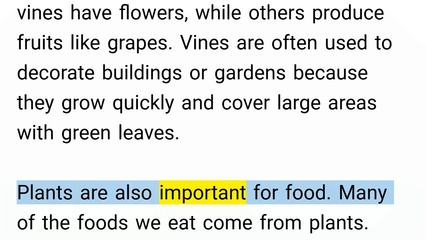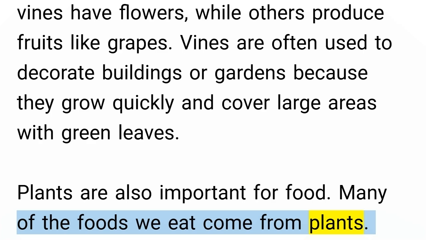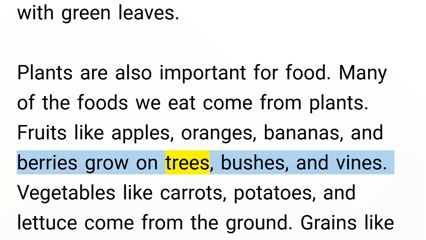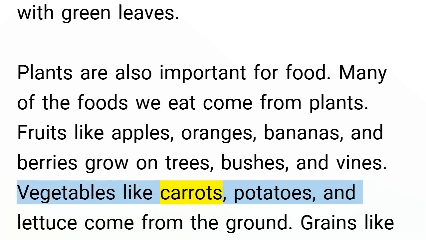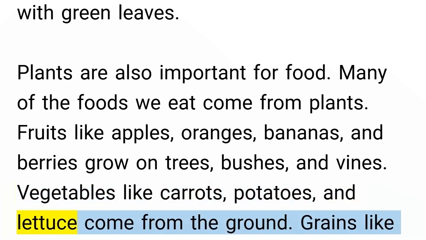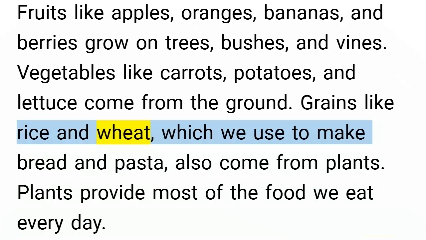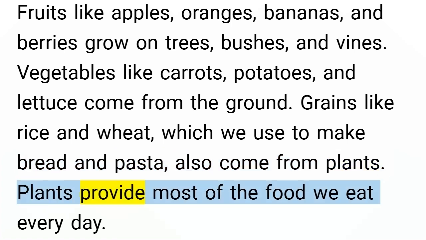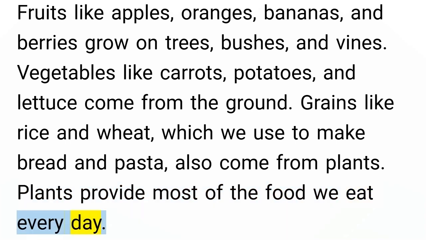Plants are also important for food. Many of the foods we eat come from plants. Fruits like apples, oranges, bananas, and berries grow on trees, bushes, and vines. Vegetables like carrots, potatoes, and lettuce come from the ground. Grains like rice and wheat, which we use to make bread and pasta, also come from plants. Plants provide most of the food we eat every day.